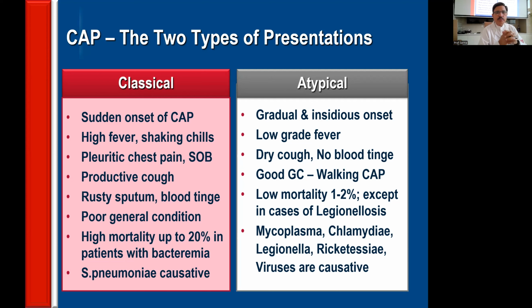Now, what are the causes of blood-tinted sputum or hemoptysis? Common causes. Tuberculosis.